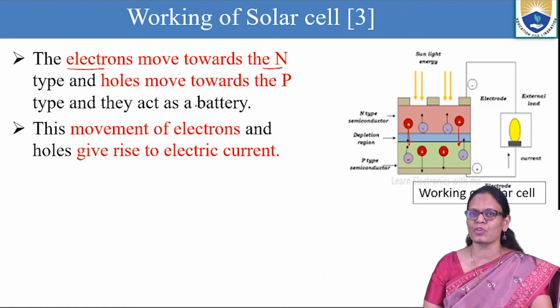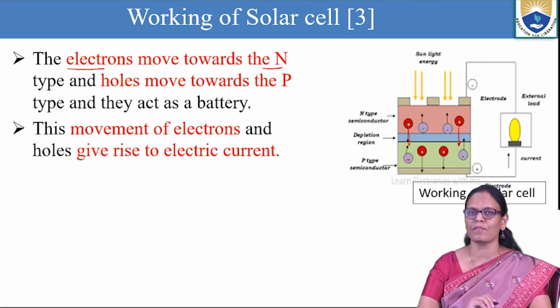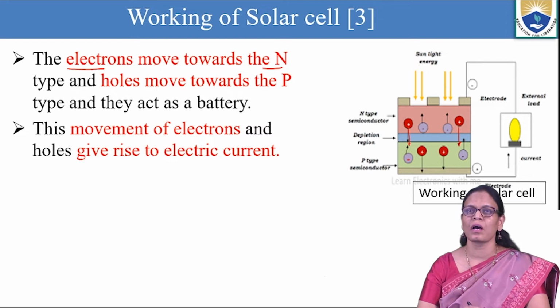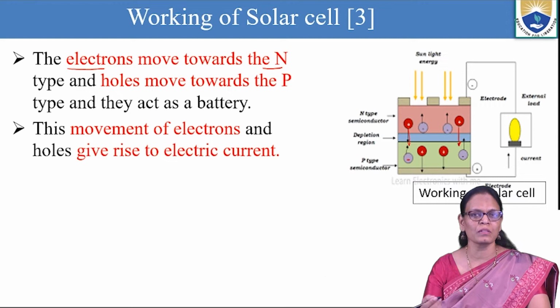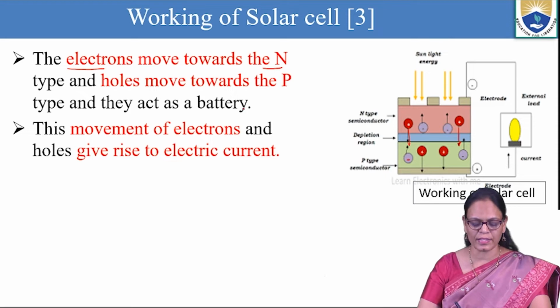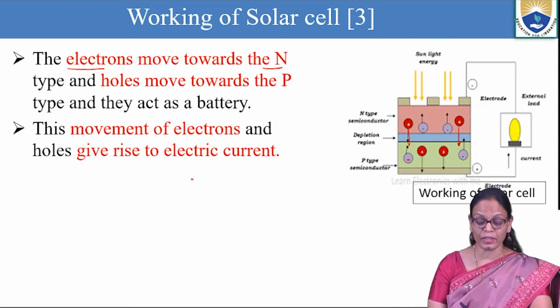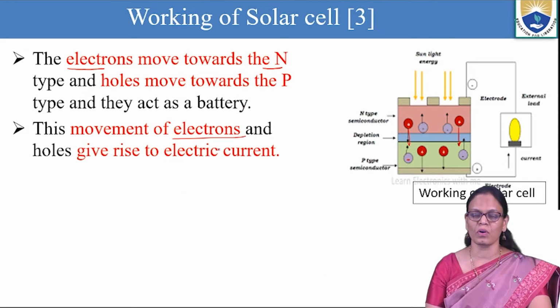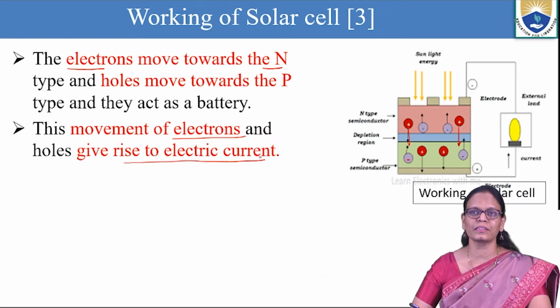Whenever there is separation of charges, on one side you have the positive holes. Holes are nothing but deficiency of electrons, so we consider them to be positive, and electrons are negative. Whenever there is separation of charges, it acts as a battery. The movement of electrons always gives rise to electric current, so the current here that we are getting is due to the movement of these electrons.